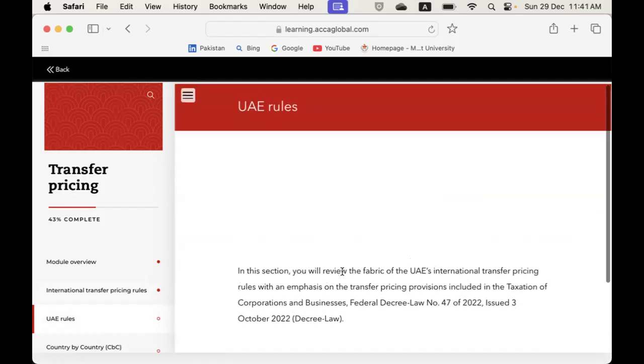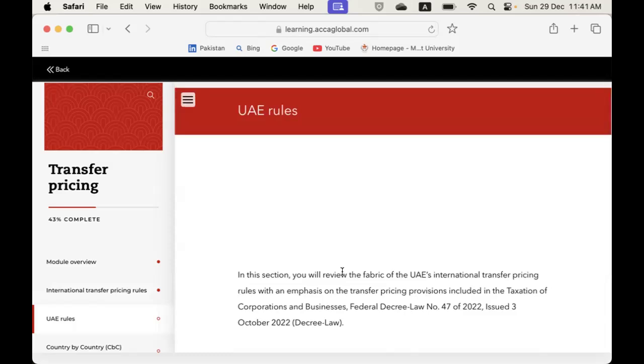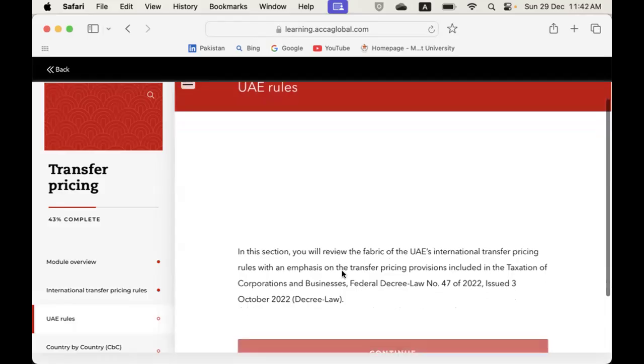transactions with the related party is around 4 million, or similar types of transactions, there are some thresholds. If you meet that, even if you are a local group in UAE, not a multinational enterprise, but your revenue exceeds 200 million dirhams per annum, then transfer pricing documentation applies to you in UAE.